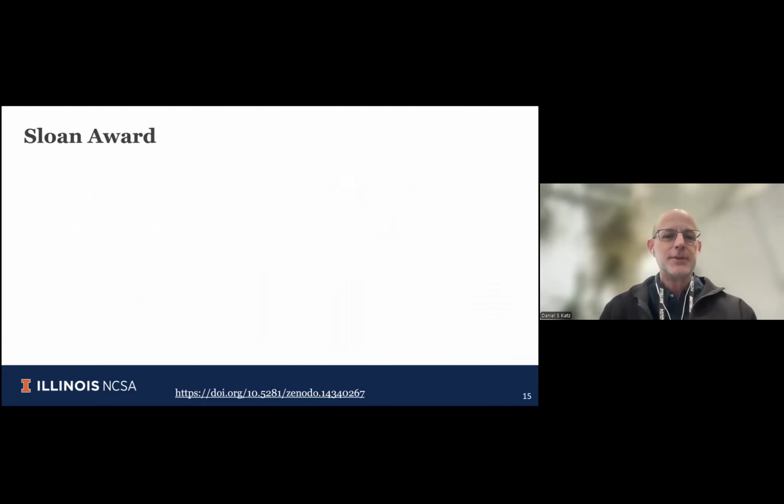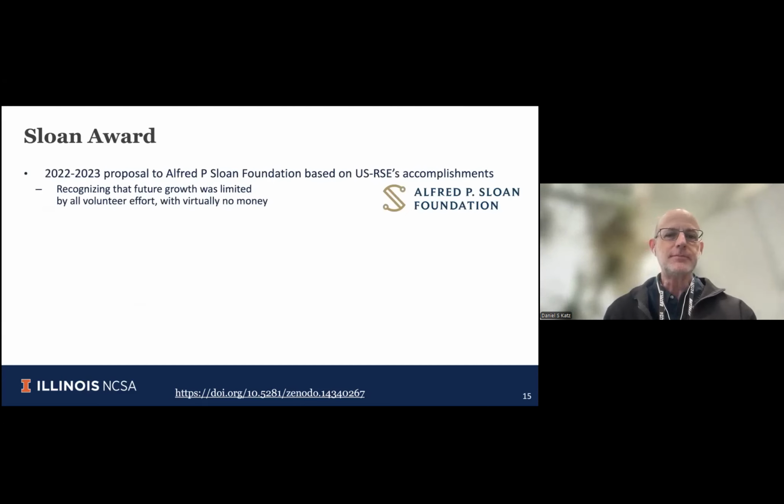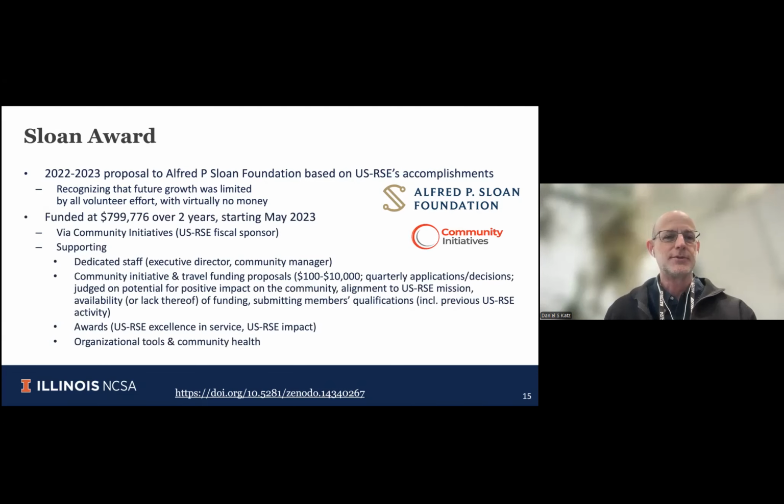One key thing that's made a big difference for us is a Sloan Award from the Alfred P. Sloan Foundation. This was a proposal that we wrote in 2022-23 at the end of the year, beginning of the next year, where we recognized that future growth of US-RSE was limited because everything that we were doing was all volunteer, and we really had no money to do anything with. And so the Sloan Award gave us about $800,000 over 2 years. It went through Community Initiatives, which is the umbrella 501c3 that we're part of.